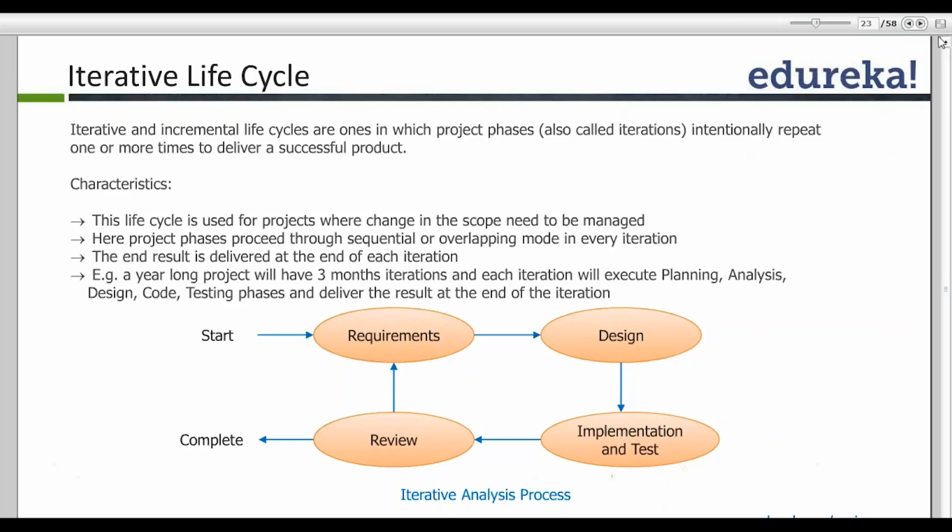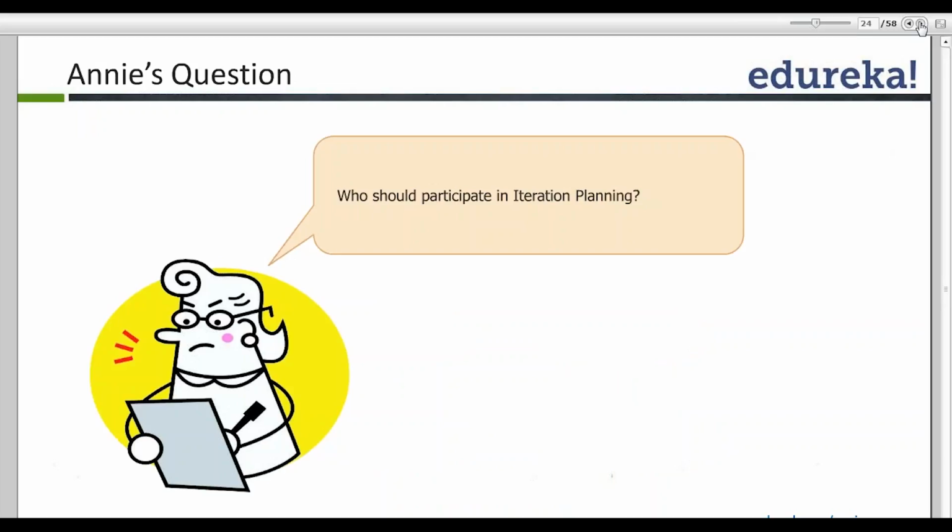Now coming next to adaptive life cycle planning. Before that, who do you think should participate in iteration planning? Any thoughts? Who should be involved in iteration planning? Okay, the entire team is what you are telling me. Let's see the answer. Absolutely right. It's the entire team which has to participate in the iteration planning exercise. That's correct. Okay, fine. Moving ahead.